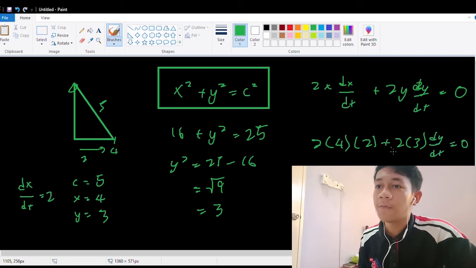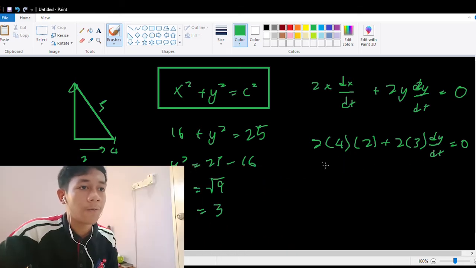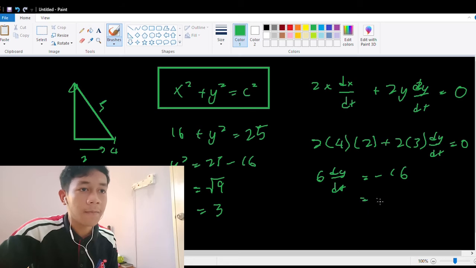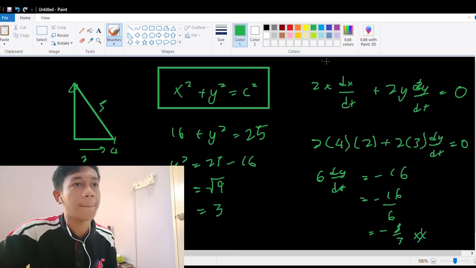So we just need to move the information from the left side to the right side. So it will be 6 dy/dt equals minus 16, and we move the 6, and it will be minus 16 over 6, and we simplify it and it will be minus 8 over 3, and that's the final answer for this question. So that is how we solve related rates problems.